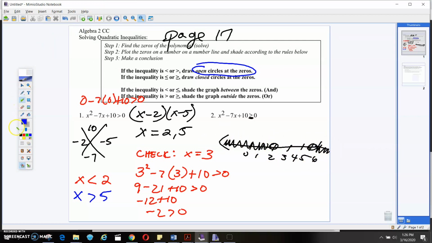Let me highlight it for you. These numbers right here don't work for this inequality. The rest of them do. That's all this is saying. Same concept for number 2, except it's going to have a filled-in circle for both of these. I know this is an ugly number line. Make yours prettier.